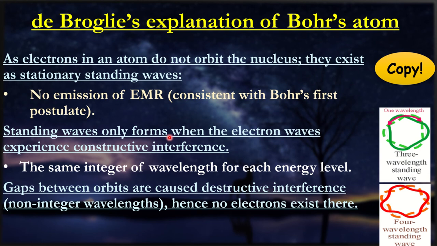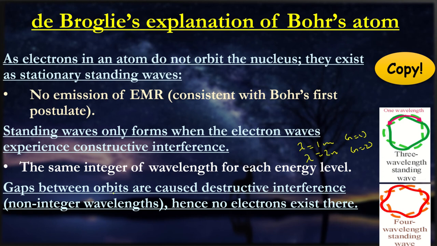We also know that standing waves only form if there is constructive interference. What's actually happening is the electron moves so fast that it essentially forms its own constructive interference with itself, you could imagine. And so the same integer of the wavelength is increased for every successive level. If the wavelength was 1 meter for the first shell, let's assume, then the second shell will be 2 meters, because the common factor is 1 meter here.